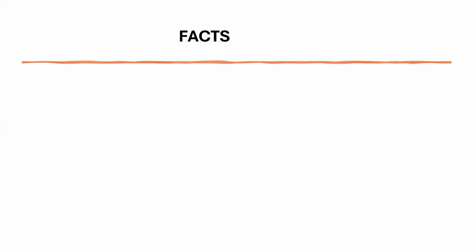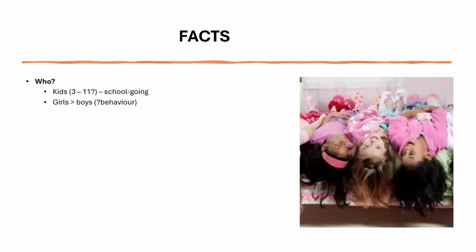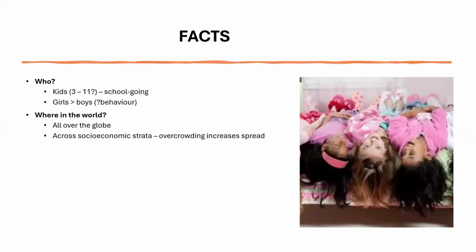I just think it's important to cover some true facts about lice. Lice infestations generally affect kids between the ages of 3 and 11 years, generally school-going kids, and tends to be girls more than boys, possibly because of the behavior in which girls engage. This picture is an example of girls having a slumber party, playing with each other's hair, getting really close together. It happens all over the world. It crosses socioeconomic strata, but overcrowding does obviously increase the spread where people are closer together.